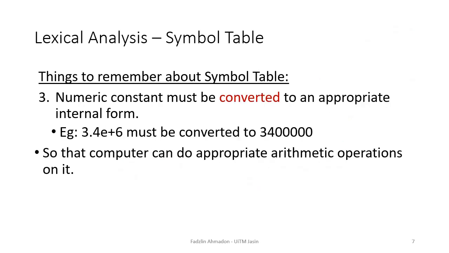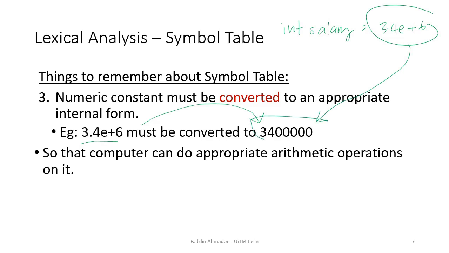Okay, next. Additionally, in the symbol table, if you have values that are in this form, they must be converted to a form that a computer can do arithmetic operations on. So for example, if I have integer salary equals 3.4e+6, this value over here will be converted to this form first before it is stored in the symbol table. Okay, next.